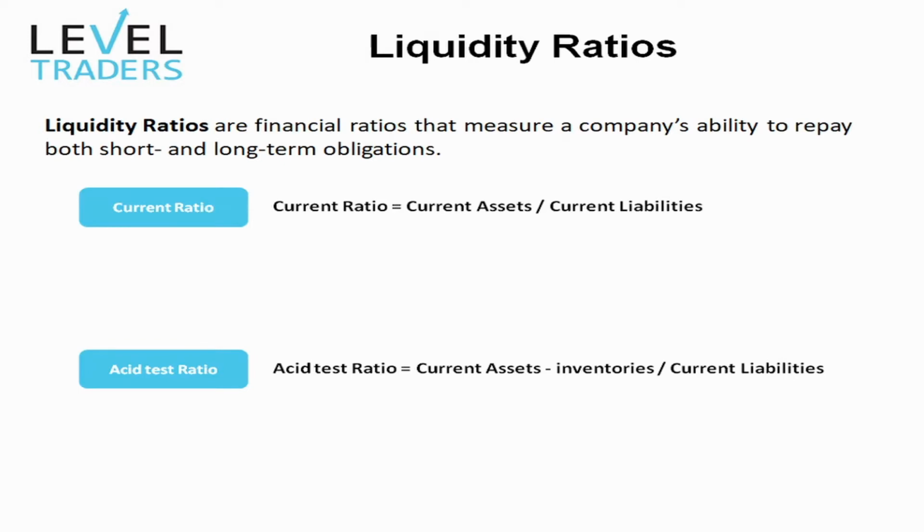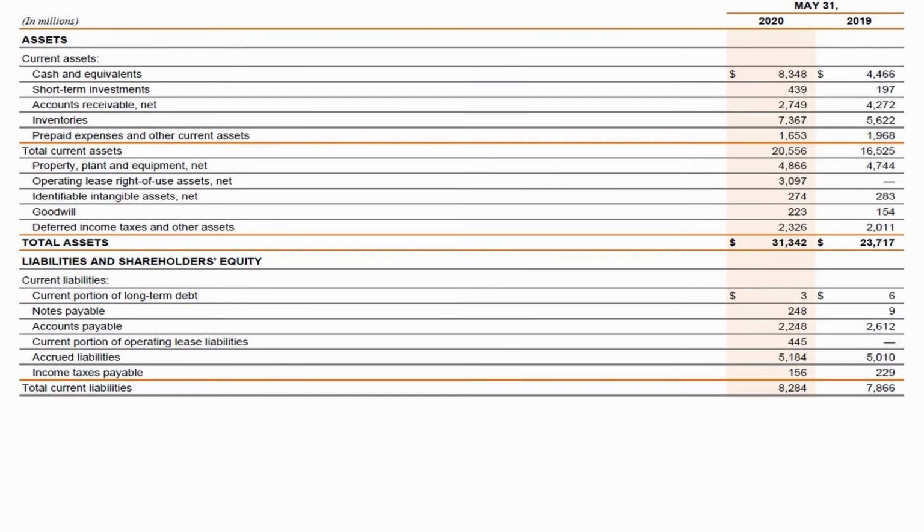So if we apply the formula using Nike's numbers, in 2020 it's 1.59. In 2019, it was 1.39. So you can see the number has improved year on year, which is a positive. And the higher the number, the better, because it means Nike is able to cover its short-term liabilities.